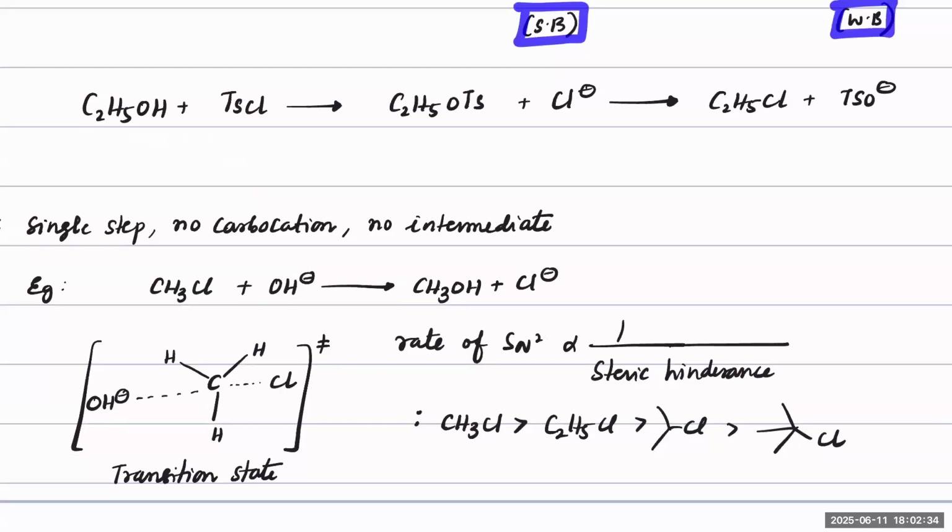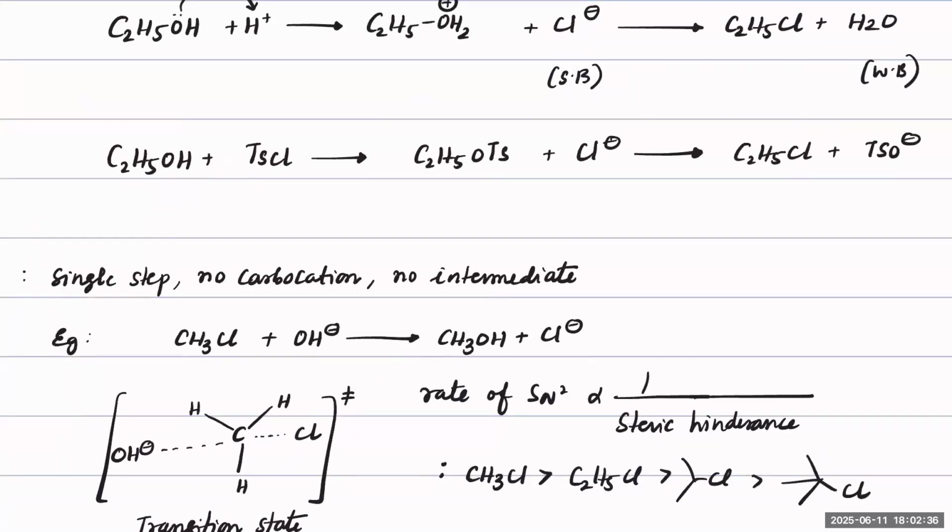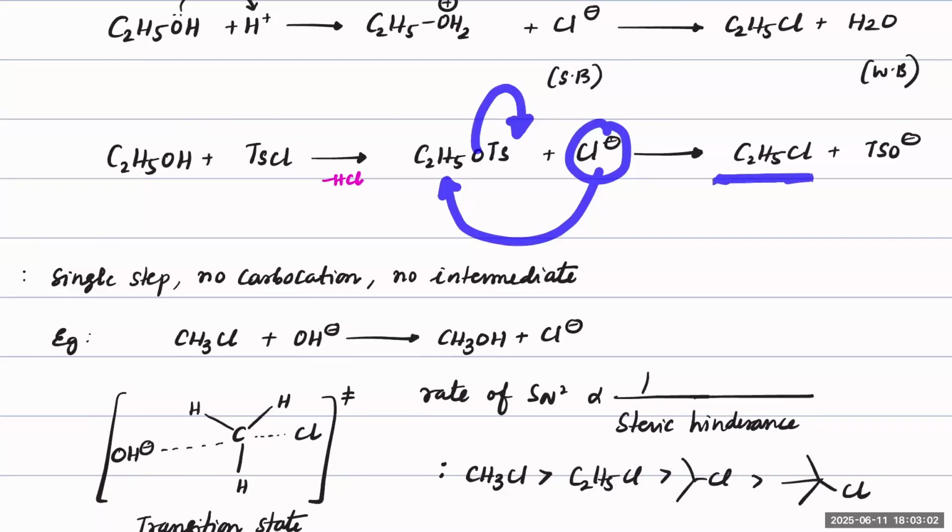And if you have an alcohol and you react it with tosyl chloride, TsCl, then the H and Cl will go away and you will get this as OTs. First HCl goes away, and then if you react with Cl minus again, the Cl minus will connect, OTs will go, and you'll get ethyl chloride and TsO minus.